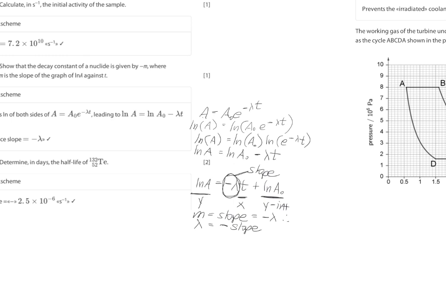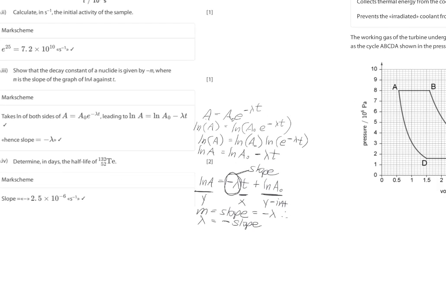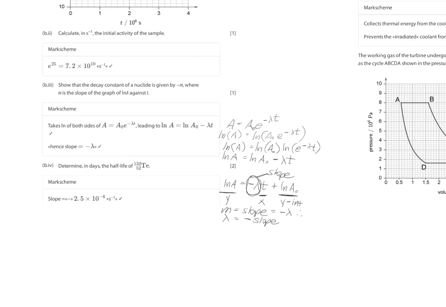T is the x-axis. It's on the time axis, the horizontal axis. And so the slope is -lambda. The question actually asked not for the slope, but for lambda. So if slope is -lambda, then lambda is negative slope. Which is what the problem says. Show that the decay constant is negative the slope of the graph, which we just did.